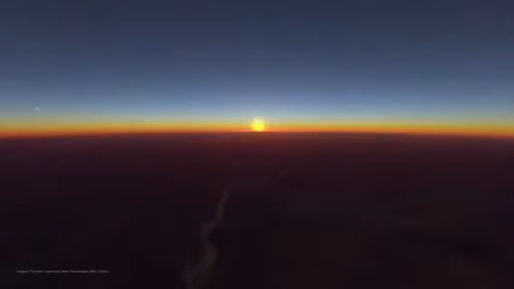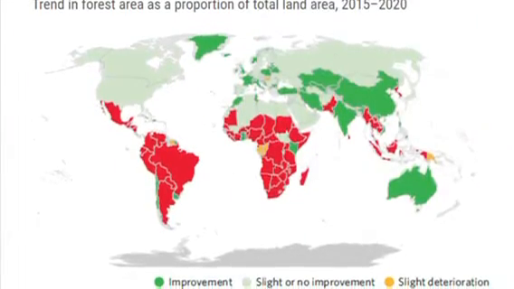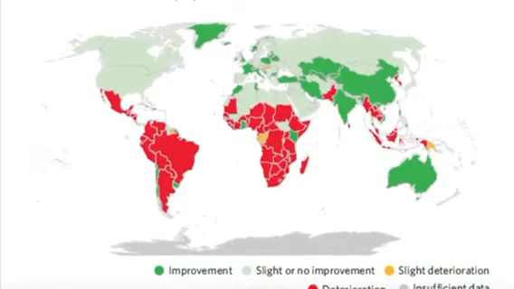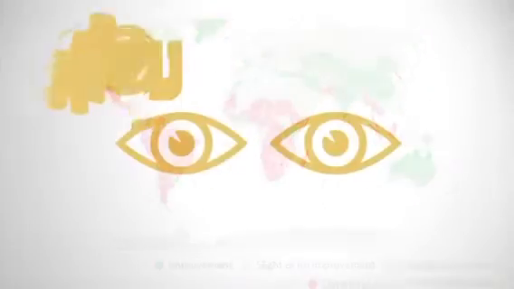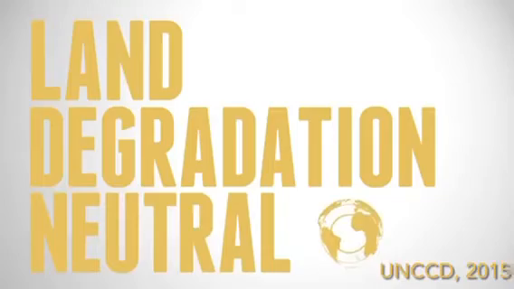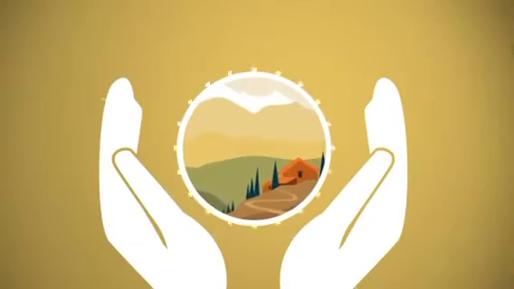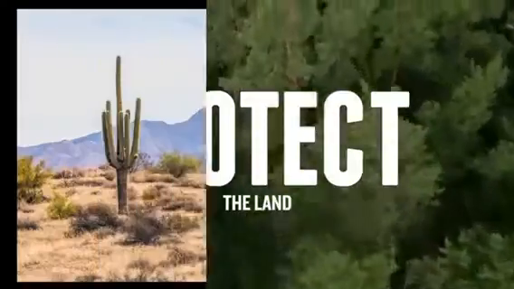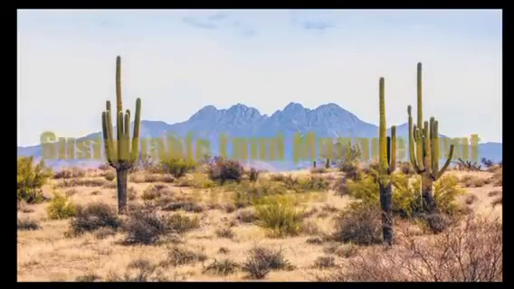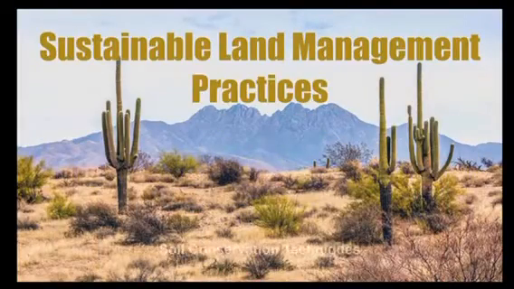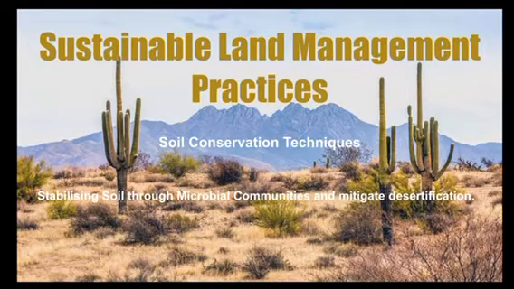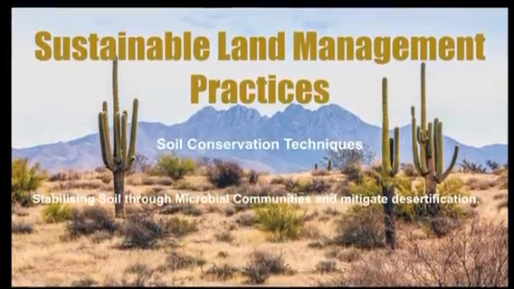Addressing soil stability is a vital part of achieving UN Target 15.3, as progress in this area contributes to the overall goal of sustainable land management, environmental conservation, and the well-being of communities that depend on healthy land resources. Future efforts should focus on promoting sustainable land management practices. This includes implementing soil conservation techniques such as stabilizing soil using microbial communities to mitigate desertification.